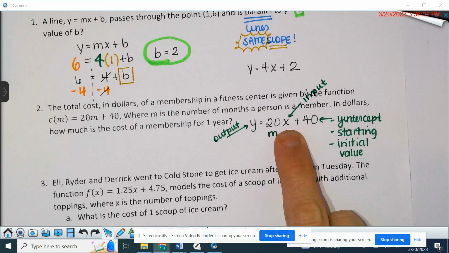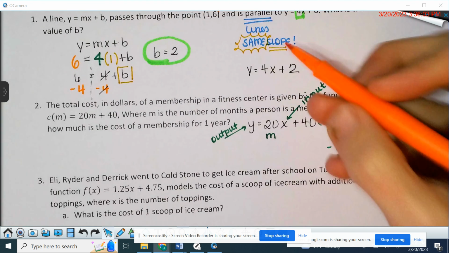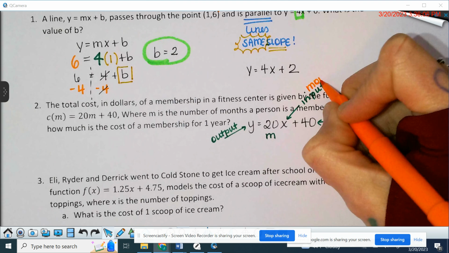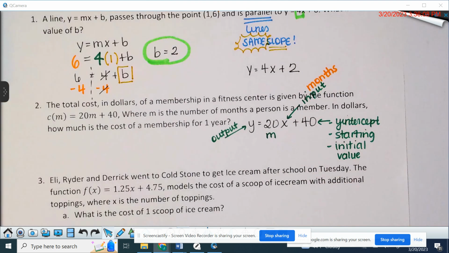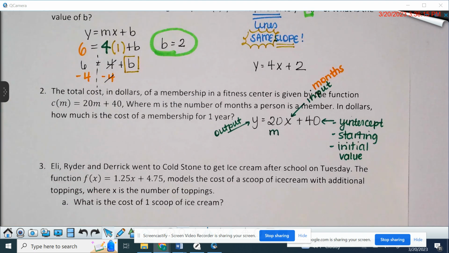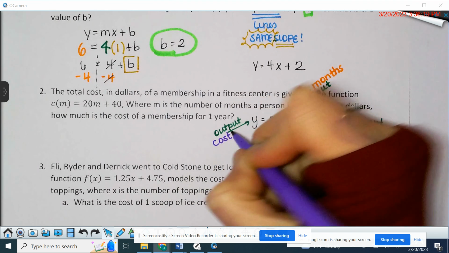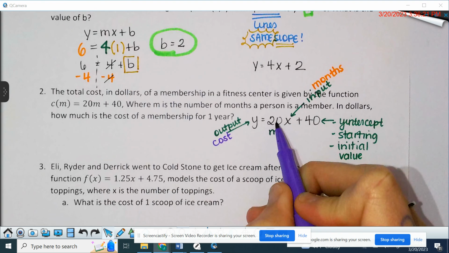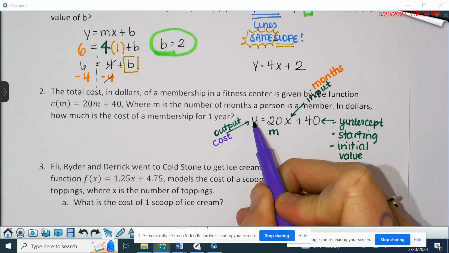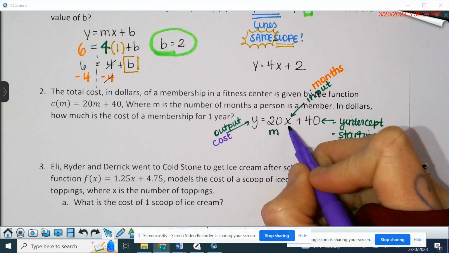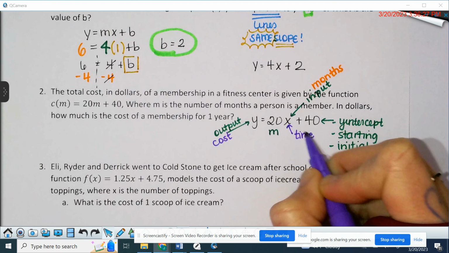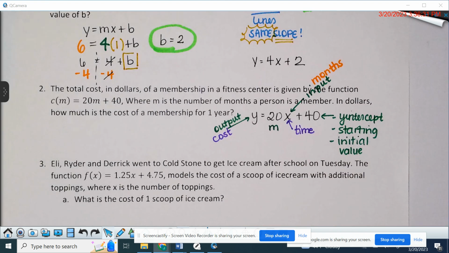So our input, the thing we can control, is how long we're a member at the gym. So that x, the input, is how long. What we don't control, but is controlled by how long we stay a member, is our output. So that's our cost overall. Notice the output is going to be money. The only thing that's not money is x, and that's the time. So $40 to walk in and fill out our paperwork, $20 for every month we're in there, and then we know how much it costs.